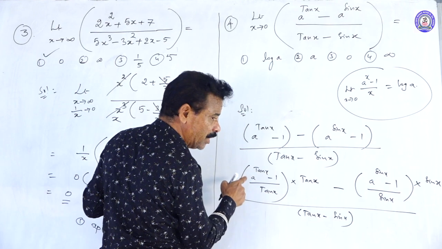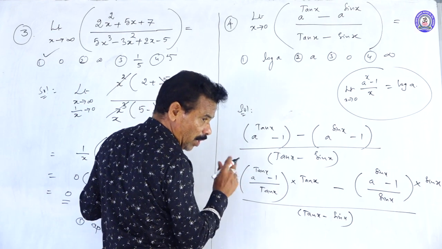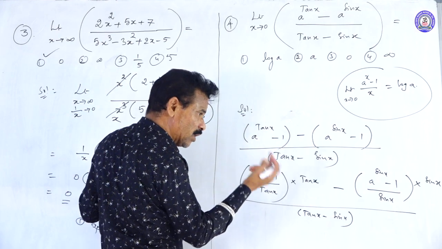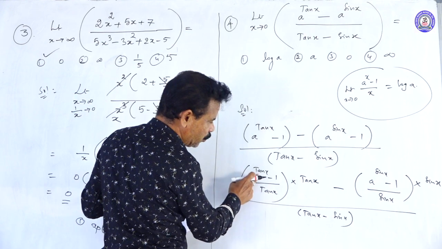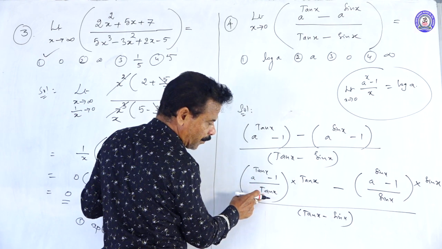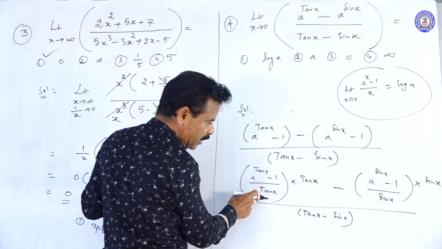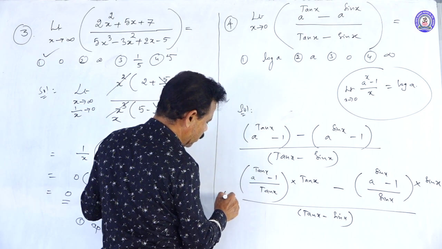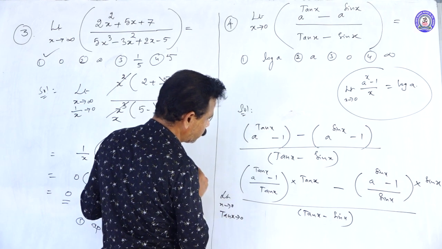X tends to 0 means tan x tends to also 0. No problem. X tends to 0, then also tan x tends to 0. This is 0, this is 0. A power of 0 by 0 form. That's why it is log a. When x tends to 0, tan x tends to also 0.